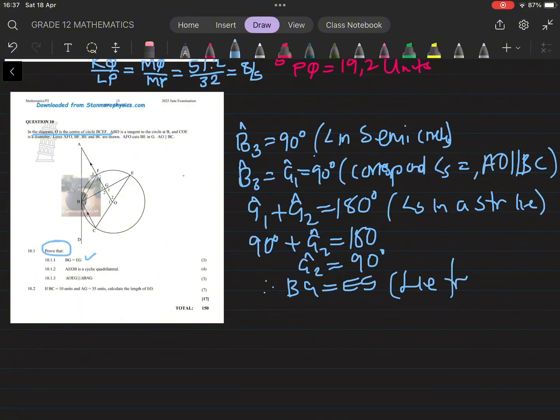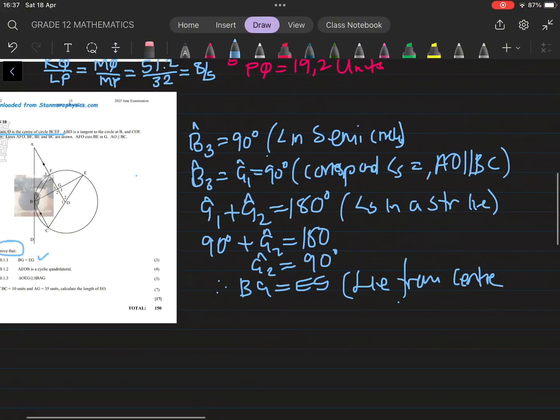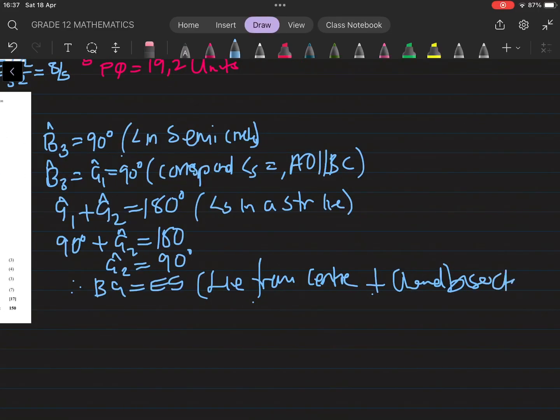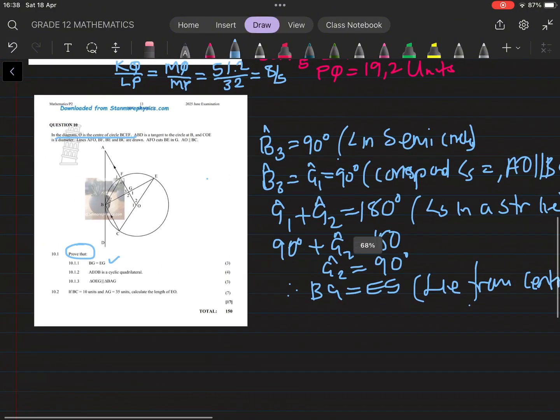Why? Because a line drawn from the center of the circle and forming 90 degrees does bisect the chord. So a line from the center perpendicular to the chord bisects the chord. Now, let's move to the next question.